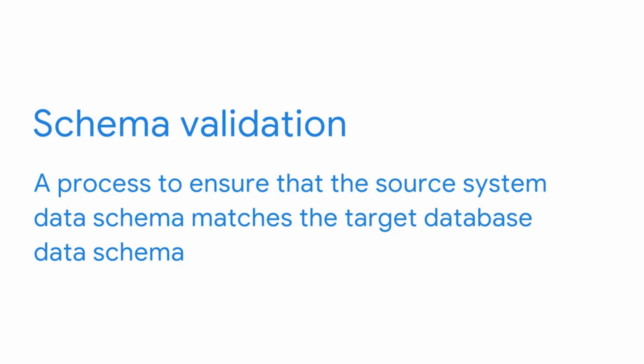First, schema validation is a process to ensure that the source system data schema matches the target database data schema. As you're learning, if the schemas don't align, this can cause system failures that are very difficult to fix. So building schema validation into your workflow is important to prevent these issues. Database tools offer various schema validation options that can be used to check incoming data against the destination schema requirements.